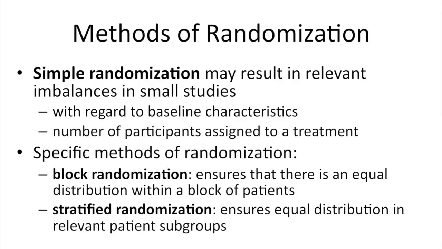There are different methods of randomization. There's the simple randomization, which means just one patient after the other is randomized to one group. This may result in relevant imbalances, particularly in small studies, with regard to baseline characteristics and number of participants assigned to treatment. There are specific methods of randomization to avoid these imbalances. One is block randomization, which ensures that there's an equal distribution within a block of patients. We will see how it works soon. And stratified randomization ensures equal distribution in relevant patient subgroups, so each subgroup is randomized separately.